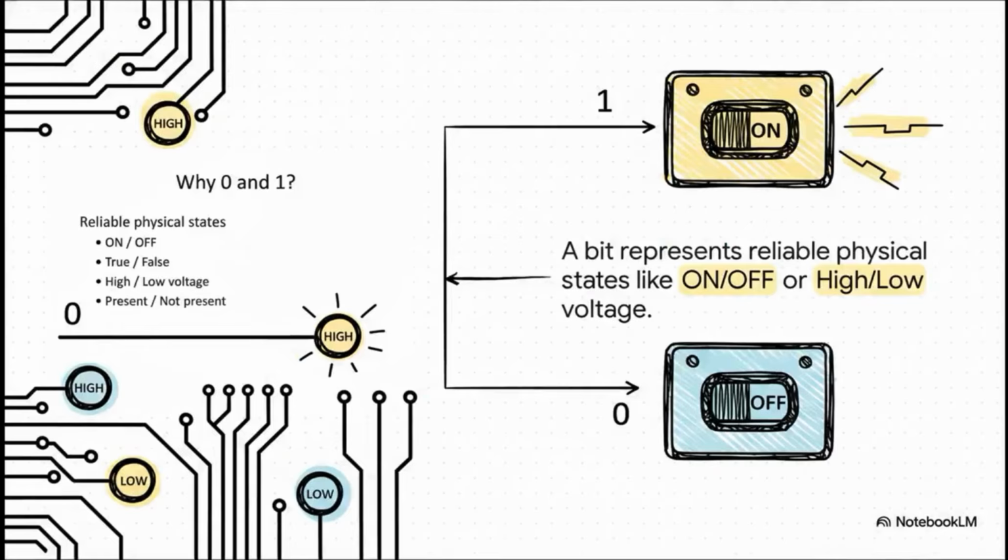Okay, but why just 2 states? Why not 3 or 10? Well, it's all about reliability. It's the absolute most dependable way for a machine to understand information. I mean, think about a simple light switch. It's either on or it's off. There's no murky in between, right? Computers use that exact same idea. A high voltage can be a 1 and a low voltage can be a 0. It's just simple, clear, and totally unmistakable for the machine.